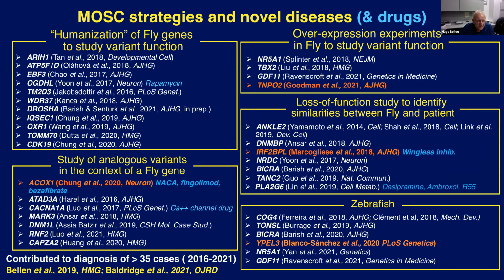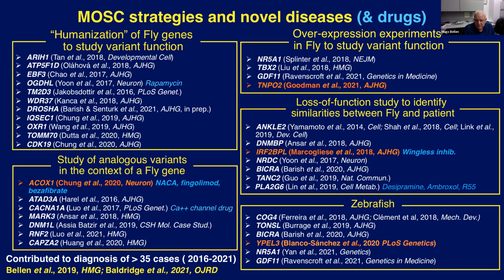And I'm not going to cover any of the examples there. You make a mutation, you rescue it with the human gene, you test the human variants, you show the human variants show a different phenotype than the wild type, and you try to present evidence that it's the cause of the human disease.